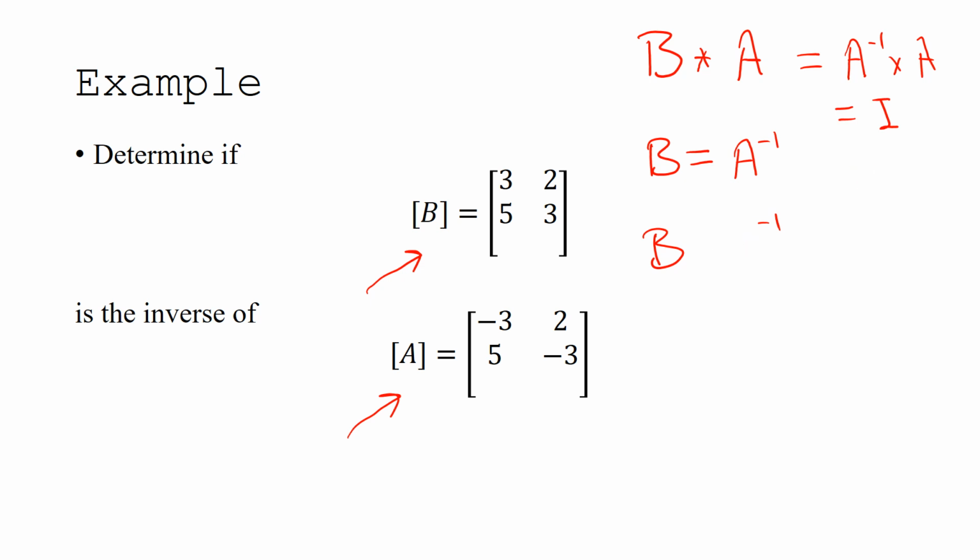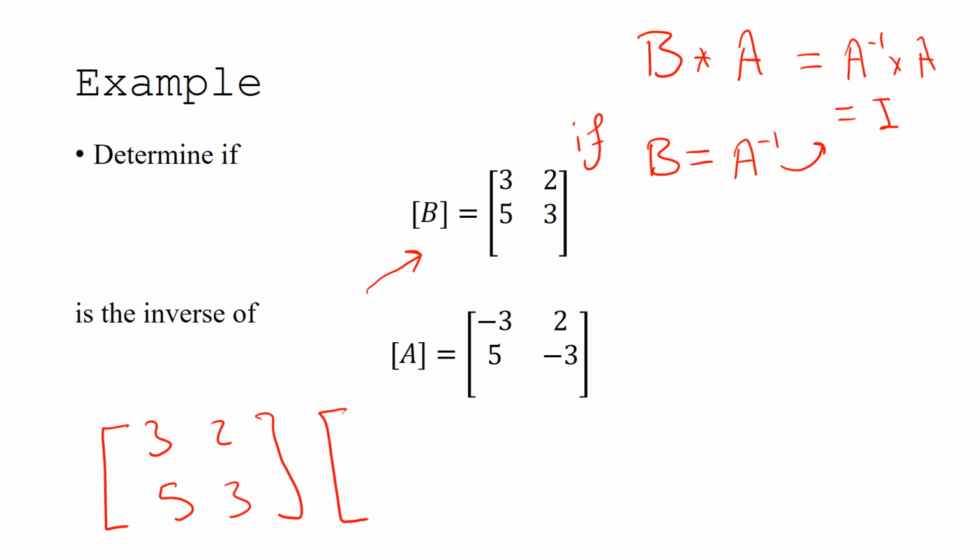So let's verify by doing the multiplication. We don't need to manually compute it. So let's multiply A times B or B times A. Both would be the same. So I have B, 3, 2, 5, 3 times A, negative 3, 2, 5, negative 3. So I have a 2 by 2 matrix times a 2 by 2 matrix. The result would be a 2 by 2.